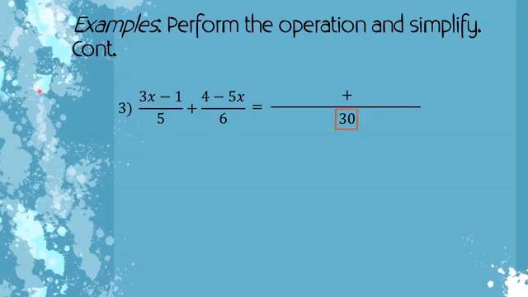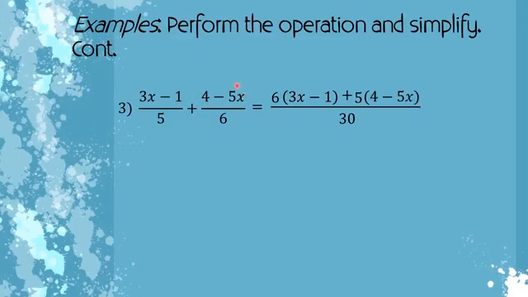Okay, so you have 30 divided by our denominator 5, that is now equal to 6. So we write here 6, and then times our numerator, that is 3x minus 1. So you have 6 times the quantity of 3x minus 1. Okay, so let's proceed with our second fraction. 30 divided by 6 is equal to 5 times the quantity of 4 minus 5x. That is our numerator here.